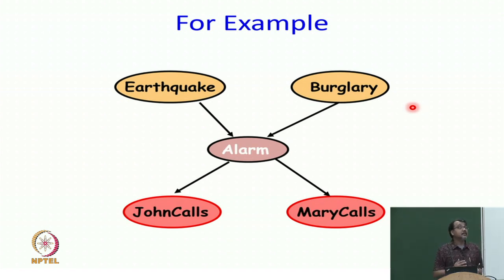On the other hand, suppose I give you alarm, suppose I tell you the value of alarm. Now, does additionally knowing that John has called change my probability distribution of Mary calls? No, because both of them independently listen to the alarm and based on that make their decision. They are both dependent on the alarm. If I know alarm, they become independent of each other. So, this is what is called the diverging connection.